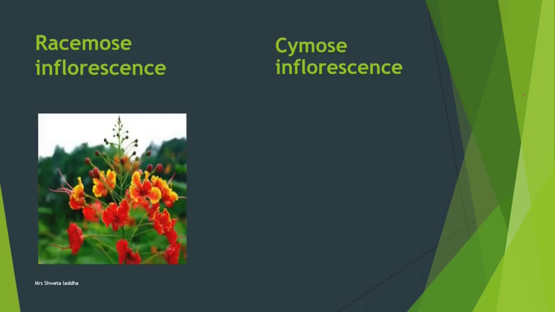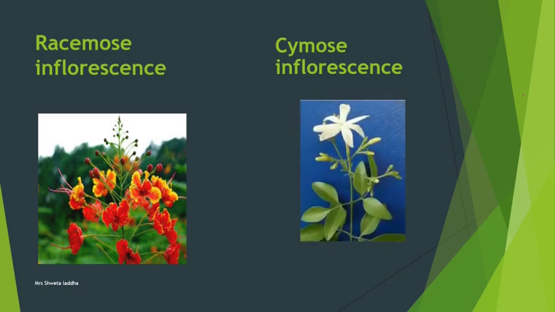This is a beautiful example of Gulmohar or Caesalpinia. You can see the acropetal arrangement and the indefinite growth. Whereas this is cymose inflorescence as seen in jasmine.